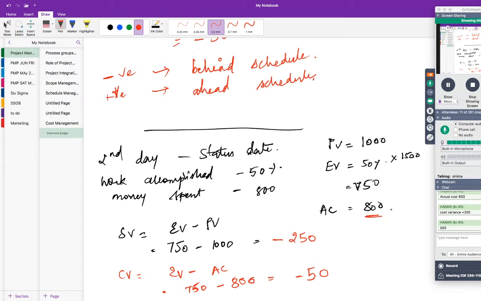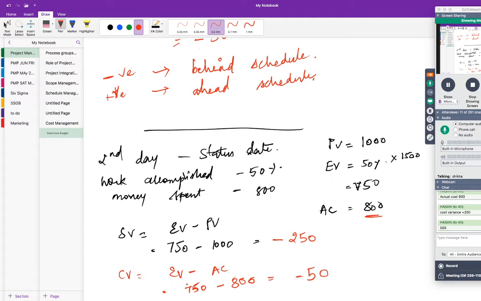800 is not for your full work. 800 is only for the accomplished work, right? So that is minus 50. For your accomplished work, for your 50% of work, you should have spent only 750. Okay, 50% of the money only you should have spent, no? So 750 you should have spent, but you have spent how much? 800. You get that? So that's minus 50.